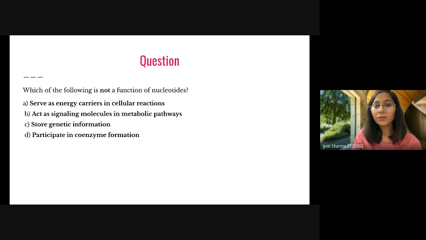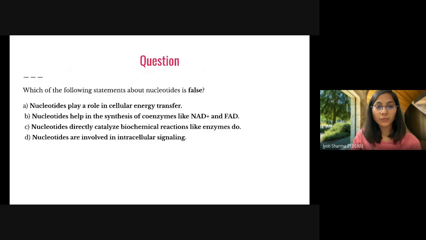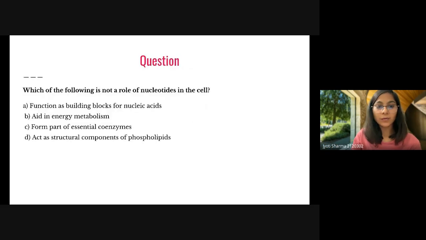Which of the following is not a function of nucleotide? Actually, nucleotide function is to store genetic material. So this question is a little wrong. This is the main function of the nucleotide, to store the genetic information. The following statement is false: nucleotide directly catalyzes biochemical reactions. No, protein catalyzes those biochemical reactions, not the nucleotide. So that's why this is the false statement.